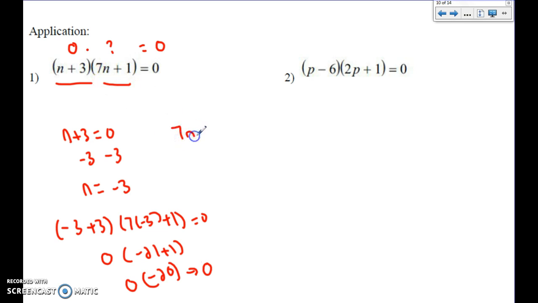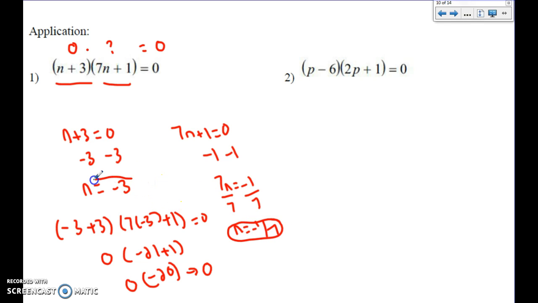The same thing works with 7n plus 1. All I have to do is set that binomial equal to 0. So I subtract 1, and I get 7n equals -1. I divide both sides by 7, and I get n equals -1/7. That's how I find out what n equals.